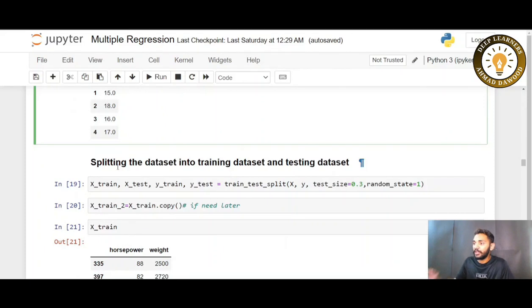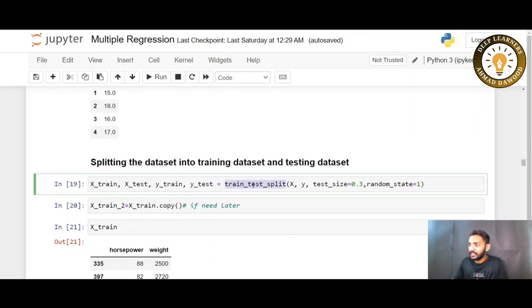Here I am splitting my data set into a training data set and a testing data set. The training data set we will use in the training phase of the model, and the testing data set we will use in the testing phase of the model. I am using the train_test_split function that we have imported from scikit-learn, with X the independent variables and Y the dependent variable. Test size here I have given is 0.3. It means 30% of the data points.